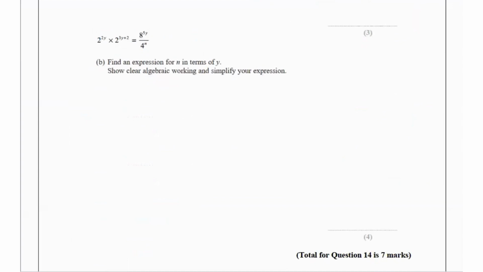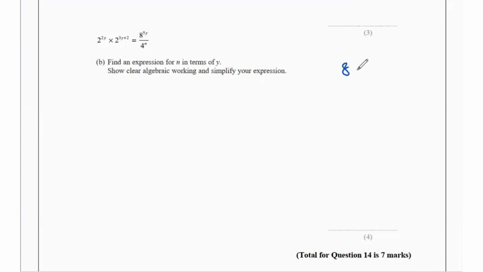Then we have an indices question where it says that 2 to the power of 2y times 2 to the power of 3y plus 2 equals 8 to the power of 5y over 4 to the power of n. So in such questions, remember that if you're able to convert every term into the same base, and the base would be a prime number, then do that.